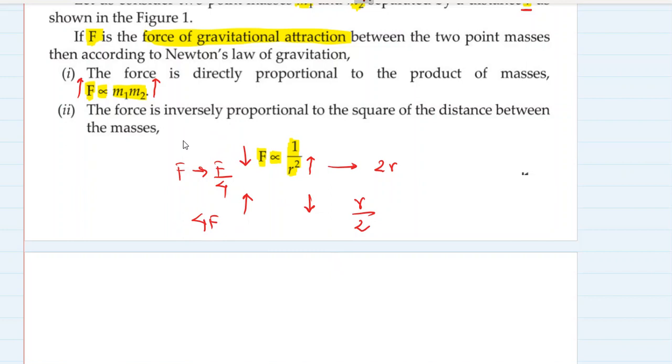This is known as the inverse square law. इसमें सिर्फ इतना ही याद रखना, अगर दो बॉडीज के बीच का डिस्टेंस डबल हो रहा है तो फोर्स 1/4 हो जाएगा, और अगर दोनों बॉडीज के बीच का डिस्टेंस हाफ हो रहा है तो फोर्स 4 टाइम इंक्रीज हो जाएगा.